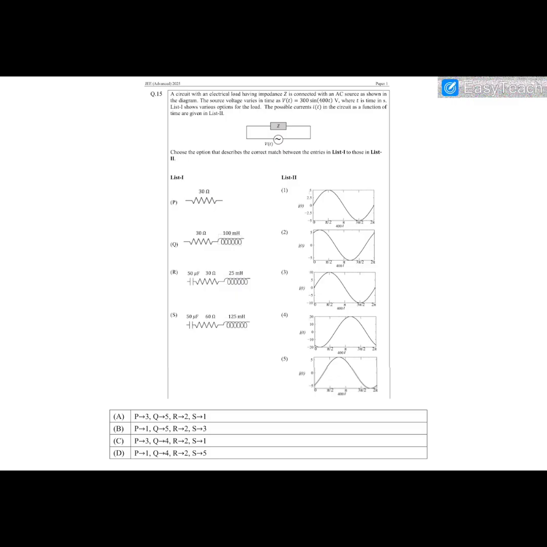In option P there is only resistance, and therefore current and voltage would be in the same phase, and the peak value of current will be equal to 300 upon 30, that is 10. So I will be equal to 10 sin 400t. Okay, so the correct option for P will be 3. So B and D are incorrect. Now we need to check option Q.